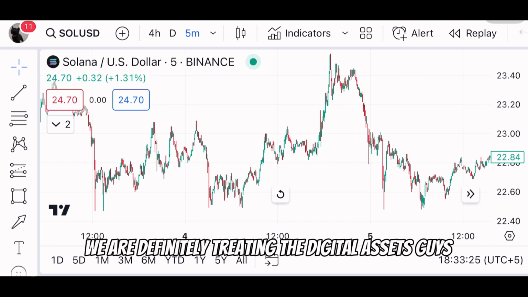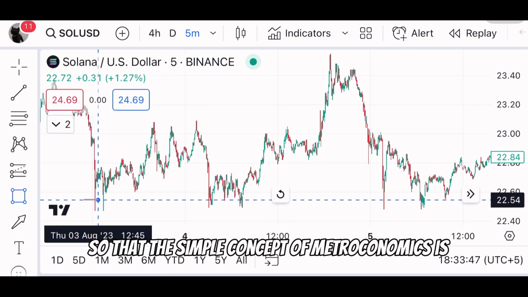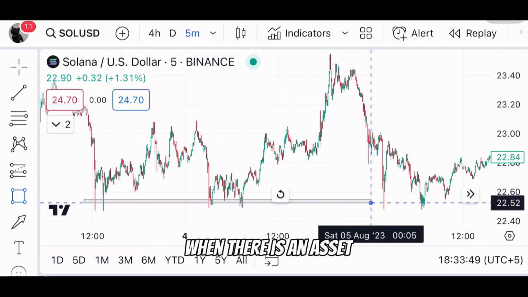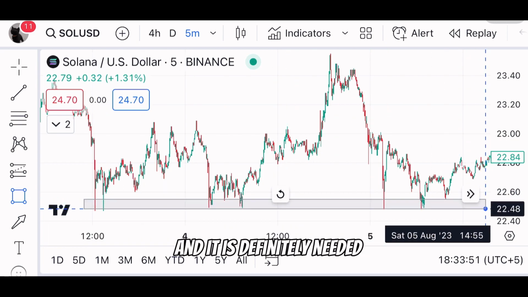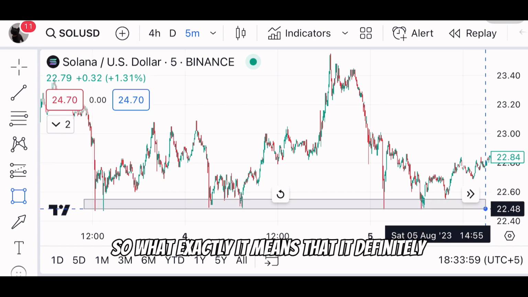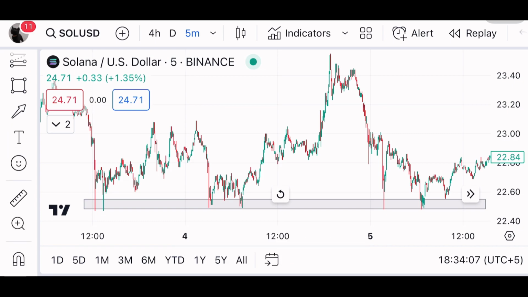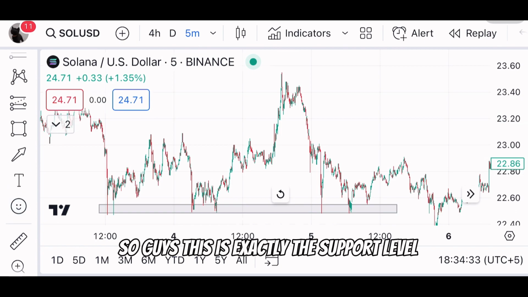In trading, we are definitely trading digital assets. The simple concept of macroeconomics is that when there is an asset and it is needed and in demand, the price of that asset starts to increase. In a simple concept of trading, it acts as a support level. So guys, this is exactly the support level.